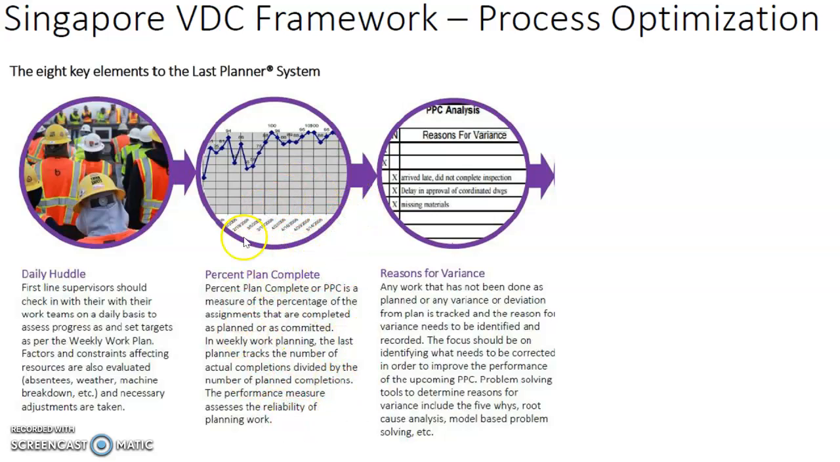Once we have measured the percent plan complete, we can then identify the reasons for variance. Any work that has not been done as planned, or any variance or deviation from plan, is tracked, and the reasons for variance need to be identified and recorded. The focus should be on identifying what needs to be corrected in order to improve the performance of the upcoming percent plan complete. Problem-solving tools to determine reasons for variance would include the 5 whys, root cause analysis, model-based problem solving, and so on and so forth.